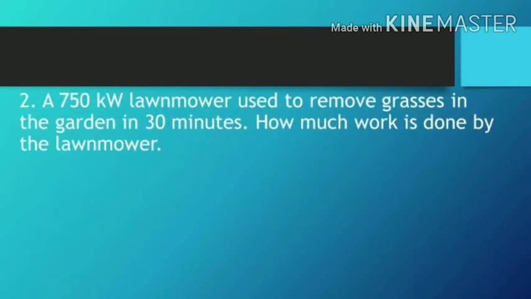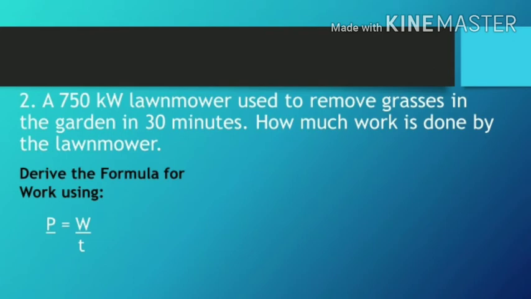Another example problem. A 750 kilowatt lawnmower is used to remove grasses in the garden for 30 minutes. How much work is done by the lawnmower? Work is being asked in the problem. To derive the formula for work, use the formula P = work divided by time. The formula for work is simply to multiply power and time. Work is equal to power times time.